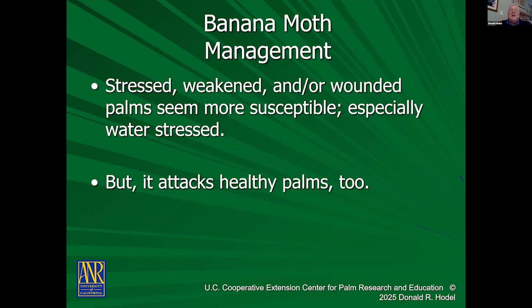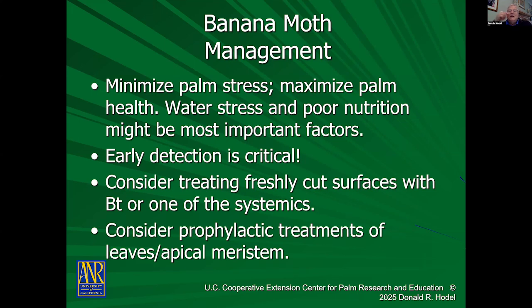In terms of managing banana moths, stress-weakened and/or wounded palms seem more susceptible, especially water-stressed palms. So optimal culture is really important, but it attacks healthy palms too. So minimize stress. Early detection is critical. Consider treating freshly cut surfaces with BT or one of the systemic materials. Consider prophylactic treatments of leaves and apical meristem.